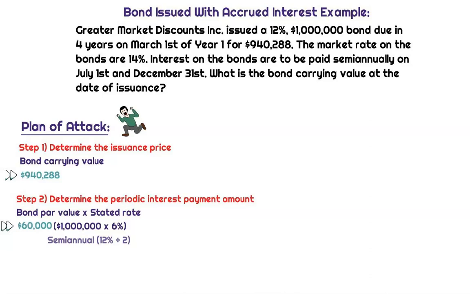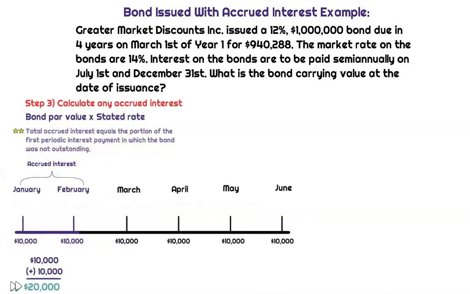Okay, so step 3 in our 4-step approach is determining what is the percentage of the first interest pay period in which the bond was not outstanding. In other words, if this was rent, how long did we not occupy the space? If we rented an apartment on January 15th and we pay rent on January 30th, we're only going to be paying for January 15th through the 30th. The landlord isn't going to make us pay for January 1st through the 15th.